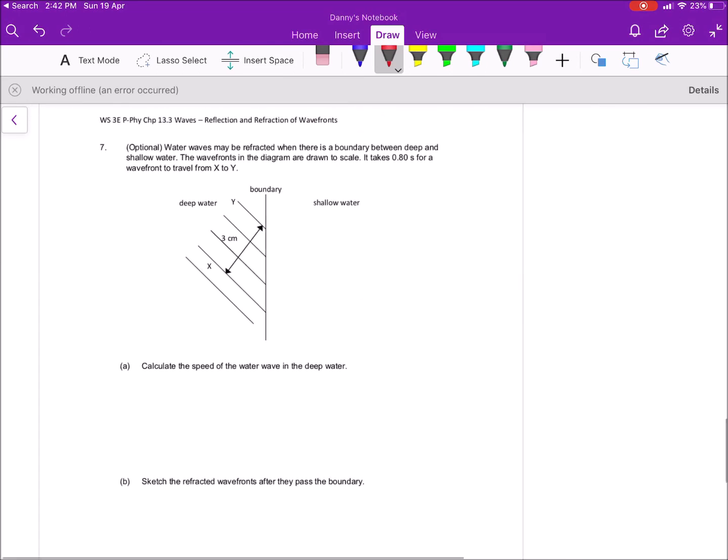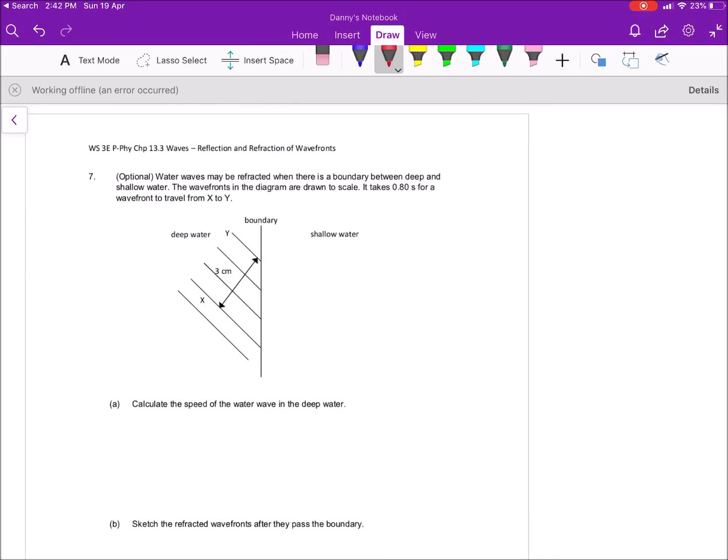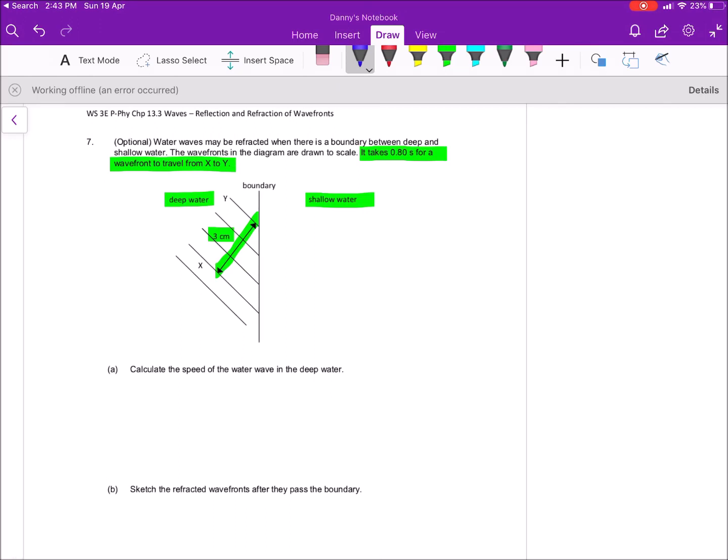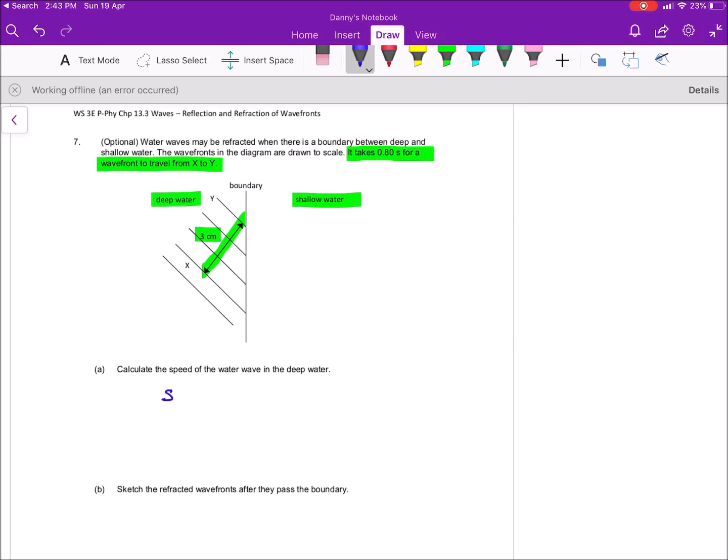Can? Okay. Last question. Is it last? Yeah, I think it's last. Again, I have a water wave moving from deep to shallow water, so I would expect a change of direction, right? So how do I do this? Let's see, what do they want? I have a piece of information saying that it takes 0.8 seconds to travel from X to Y. So from here to here, it takes 3 cm. It takes 0.8 seconds. So very easy. How do I find the speed? Well, the speed is also given by how fast my crest moves from one point to another, right? So in this case, I will not use v equals f lambda. I can directly use this.